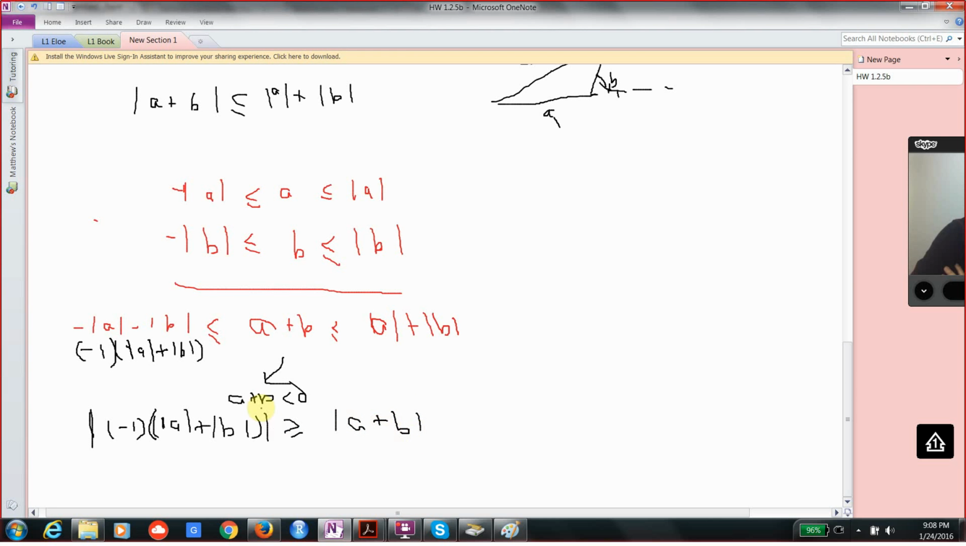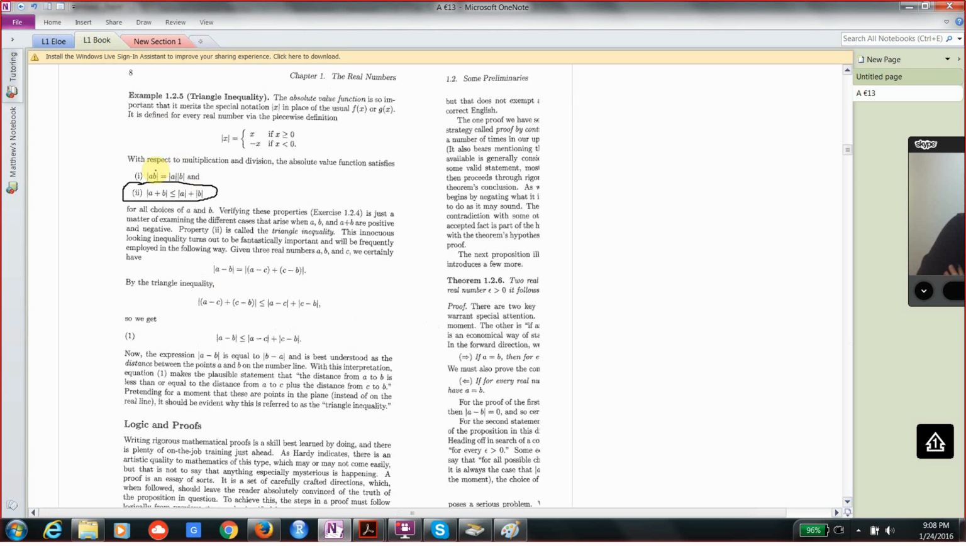Now I'm going to use a theorem. We didn't prove this, but it's not too difficult to prove. We're going to use a theorem from the book that says the absolute value of a product is equal to the product of the absolute values. This isn't hard to prove, because if you have a positive times a negative, the absolute value is just a positive times a positive. I'm not going to prove it, but you can do the four different cases and prove to yourself this is true. It's kind of obvious.